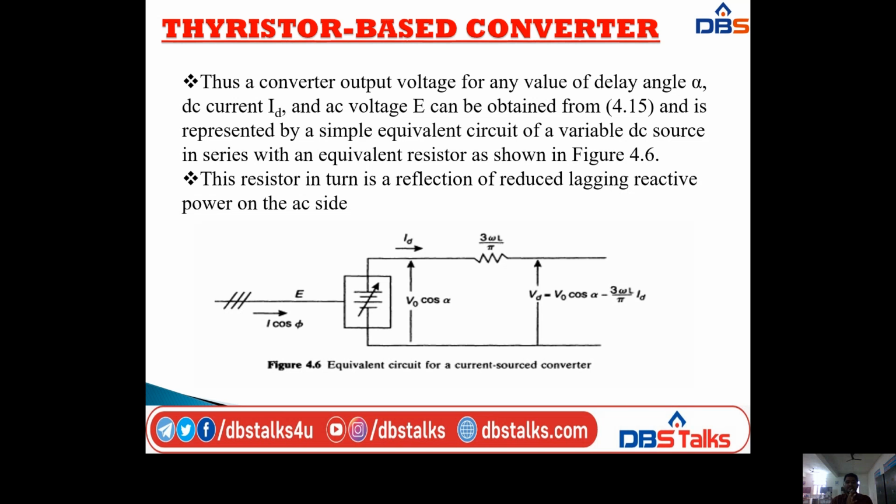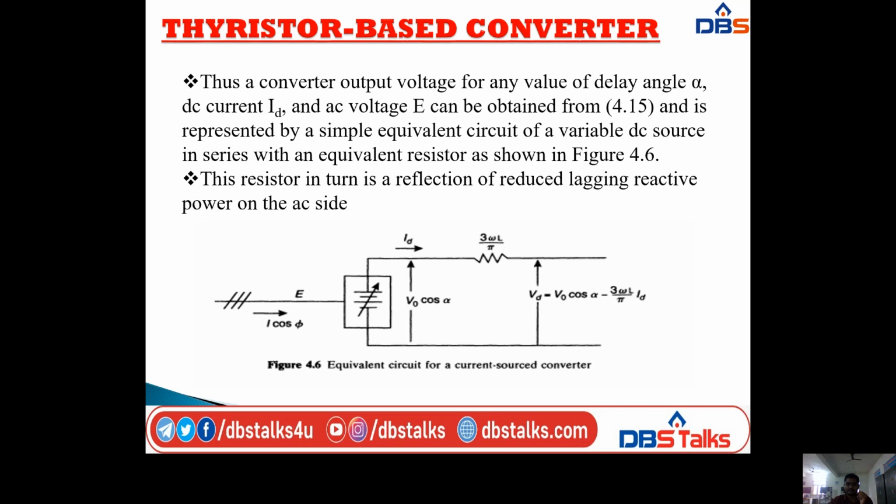This diagram is the equivalent circuit for a current source converter. If you observe this diagram, on the left side we have the variable DC source, in the box. Here I am indicating with the arrow mark that it is a variable DC source. It is in series with the equivalent resistor, which has the value 3 omega L by pi. This resistor in turn is a reflection of the reduced lagging reactive power on the AC side.